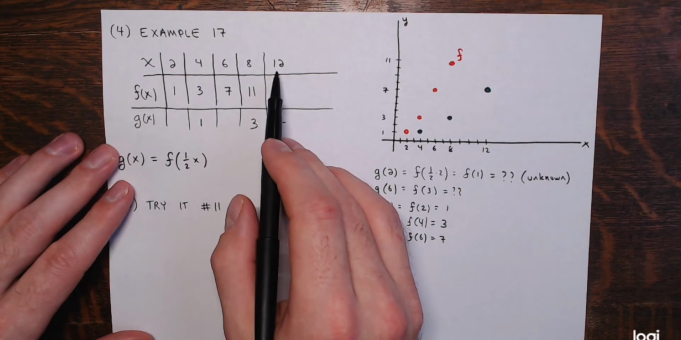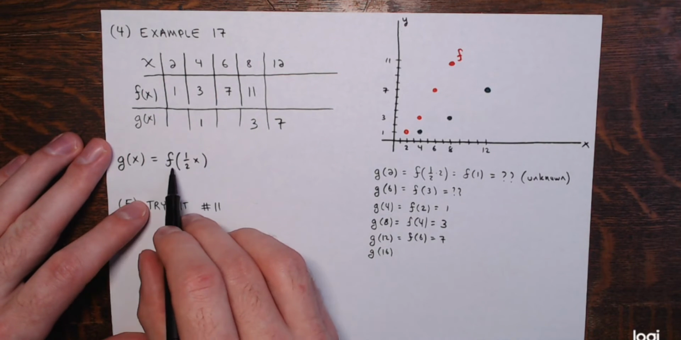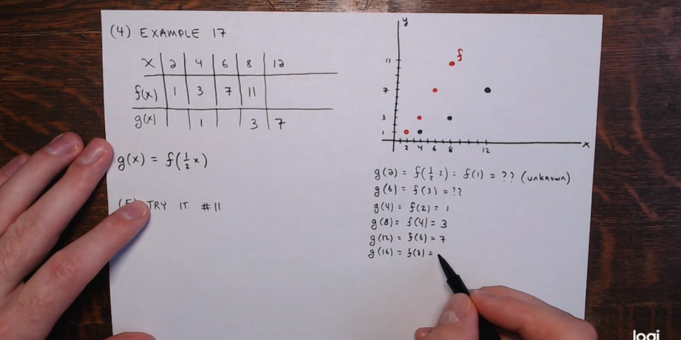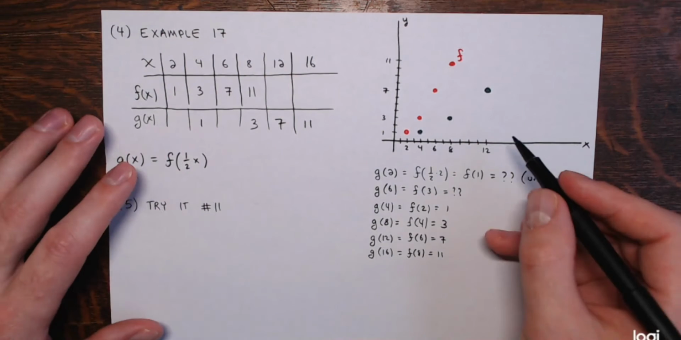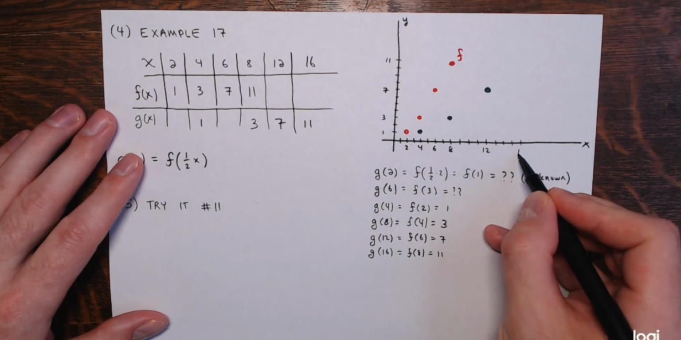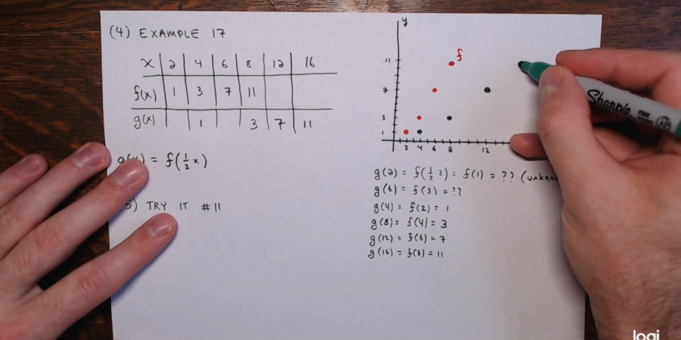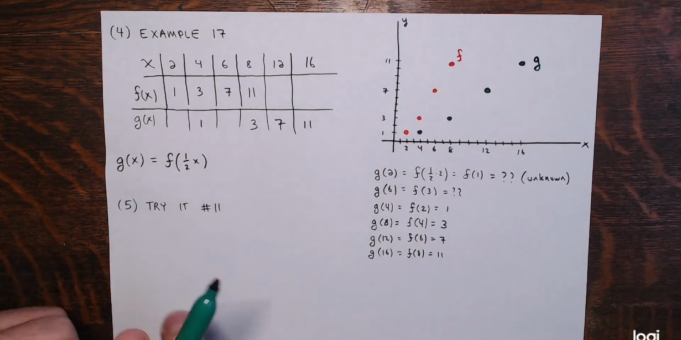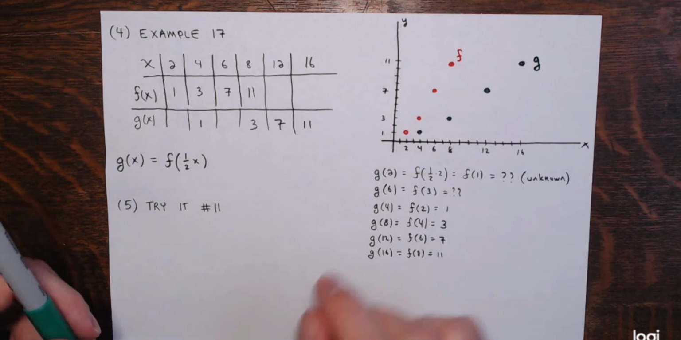And then to get 8, I'd have to put in 16 for x. G of 16 would be f of 8. And f of 8 was 11. So g of 16 would be 11. So 16 for the input, g of 16 would be 11. There's function g, those 4 points here. And notice how they're the points of f just pushed away from the y-axis. They're pushed horizontally.